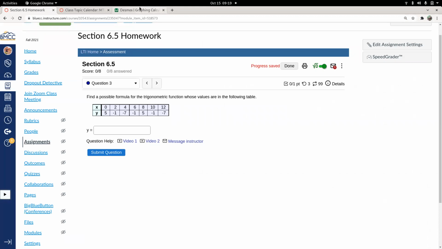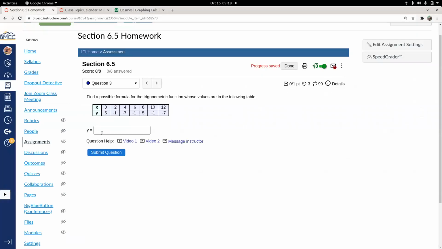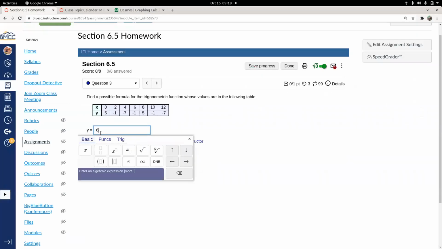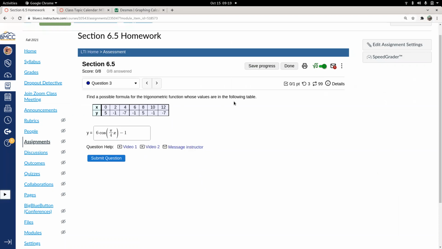Yeah, this is checking out nice. Looks like I got the right function there. Good work. So I think this is 6 times the cosine of pi over 4 x minus 1. That was fun. Draw pictures.